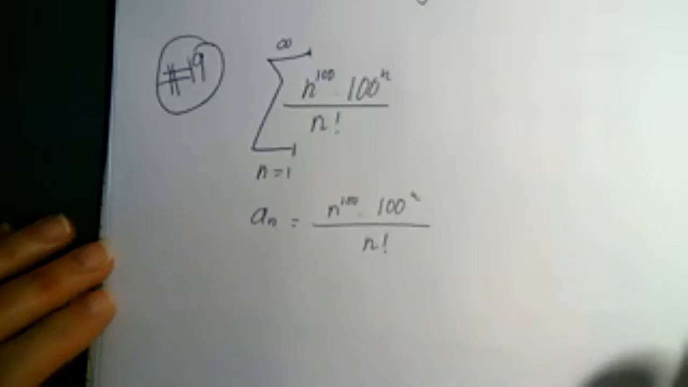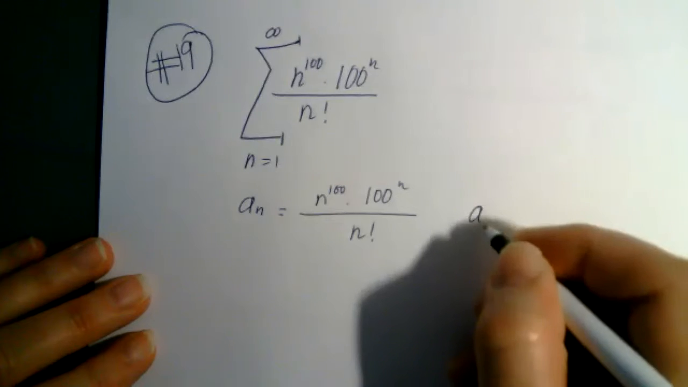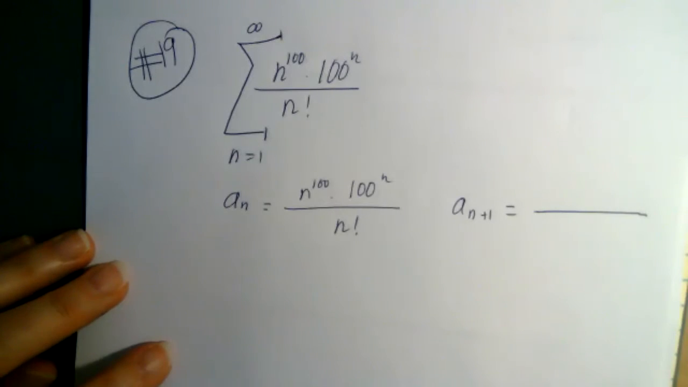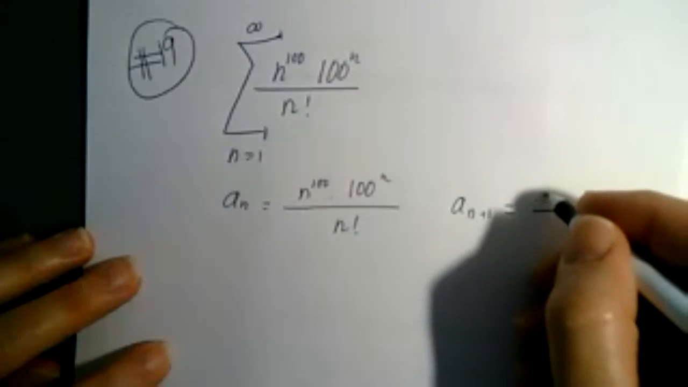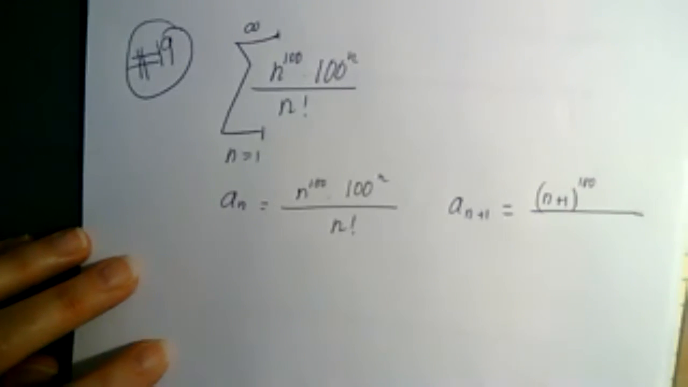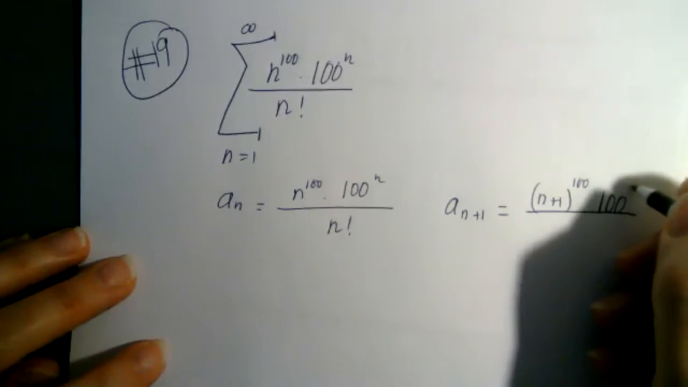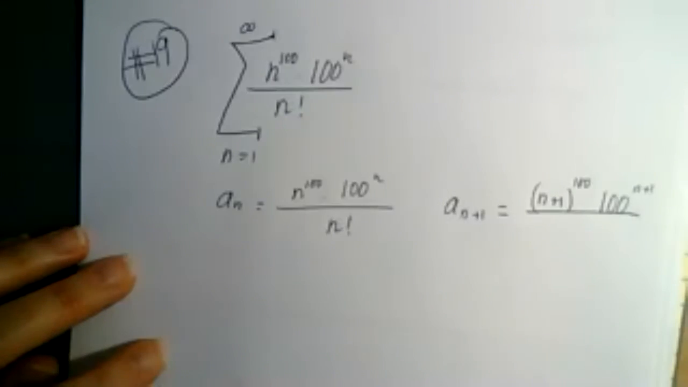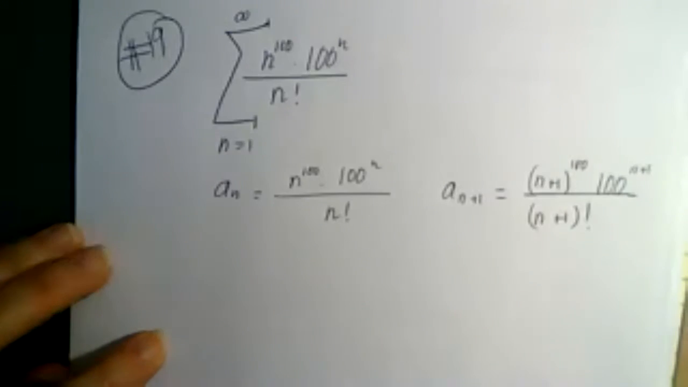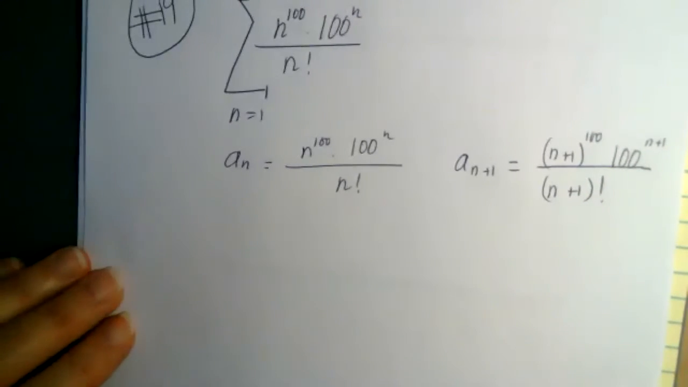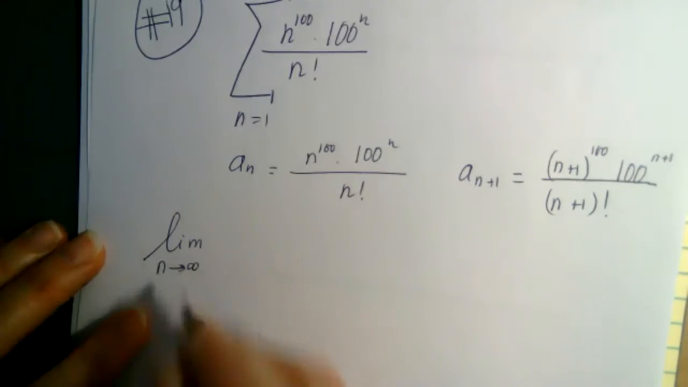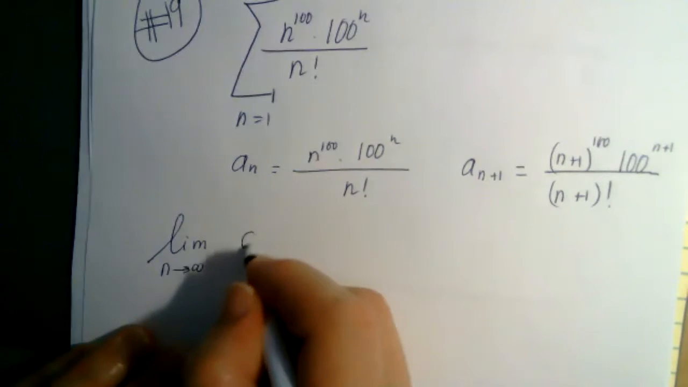Let's see what's going to happen to the series. Let's say n plus 1. So this is an easy n plus 1. Instead of n, I'm going to put n plus 1: n plus 1 to the power 100 times 100 to the n plus 1 over n plus 1 factorial. Very good. So now let us compute the ratio. When n is large, what's happening to a_(n+1) over a_n?